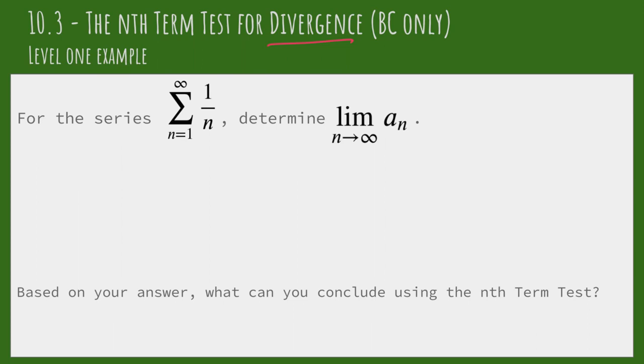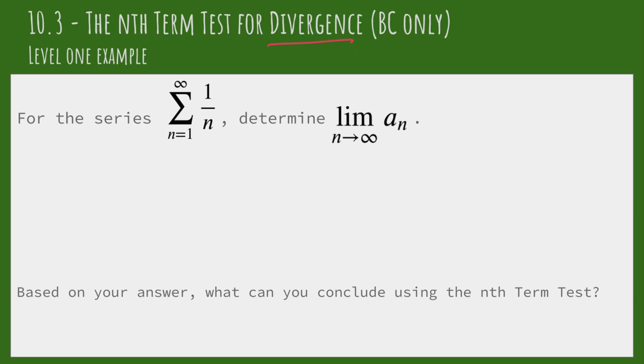So what we have to keep in mind is the nth term test for divergence can only tell us if a series is going to diverge. If the nth term test doesn't apply, then we don't know if it's going to converge or diverge. So in this example, this is actually the harmonic series that I'm going to look at in a little bit more depth later. We want to know if this is going to diverge using the nth term test for divergence.